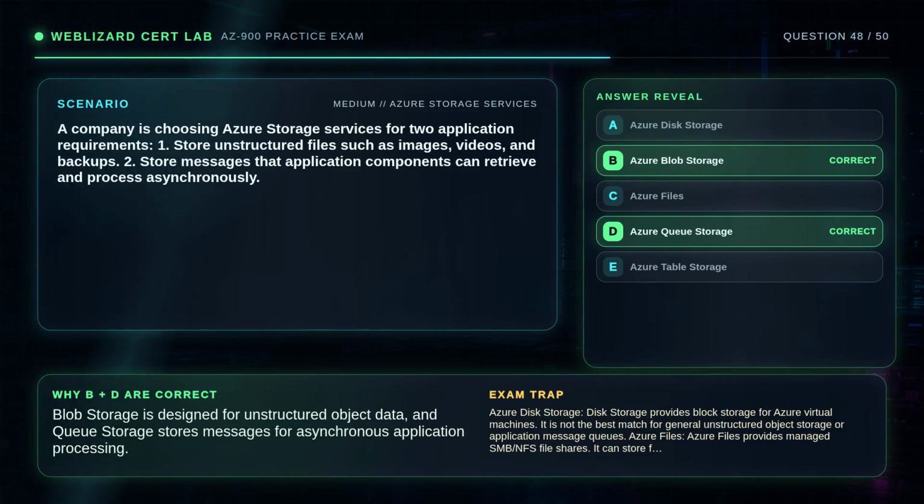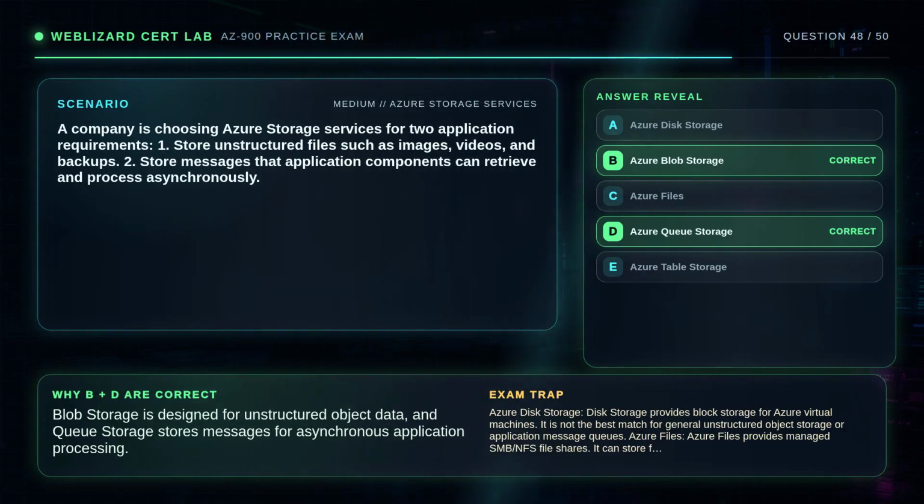Azure Files. Azure Files provides managed SMB and NFS file shares. It can store files, but the question's unstructured object storage requirement is a better fit for blob storage. Azure Table Storage. Table storage is a NoSQL key-value store. It does not provide object storage for media or backups, or queue-based messaging. The exam clue is: use blob storage for unstructured objects and queue storage for asynchronous messages.